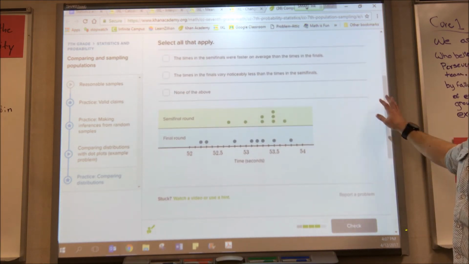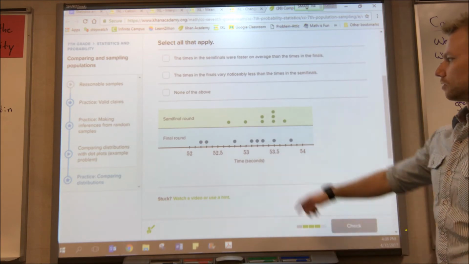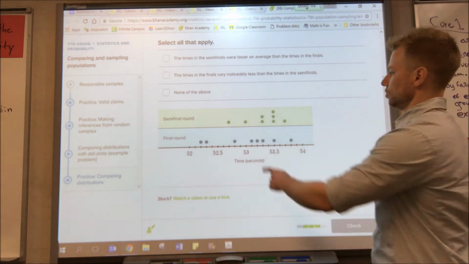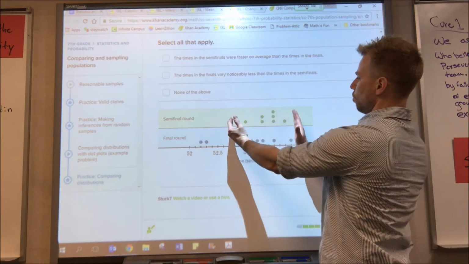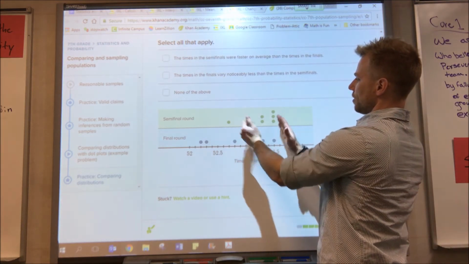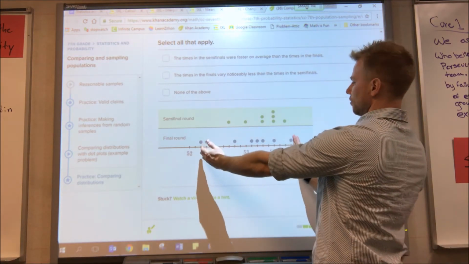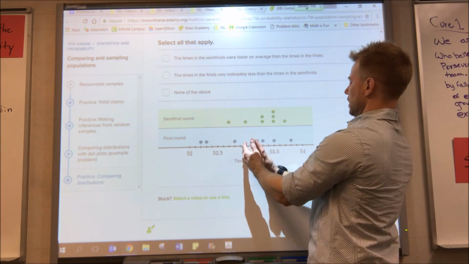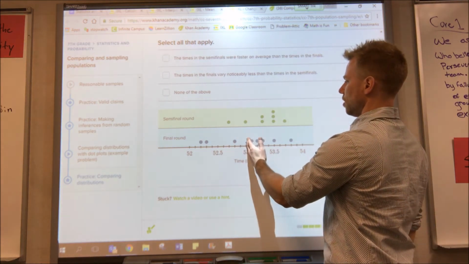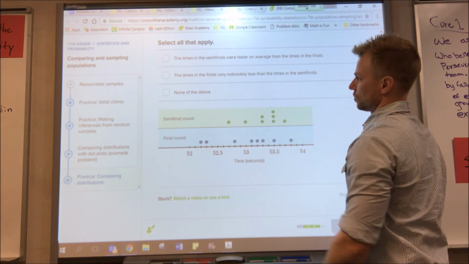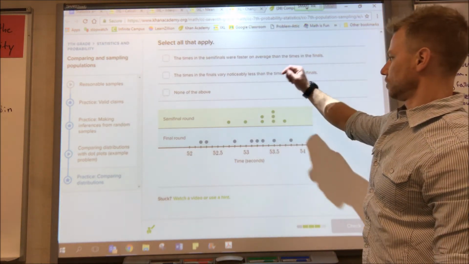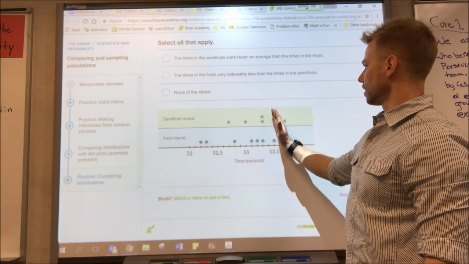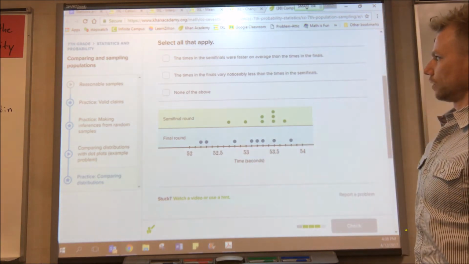Okay, here. The times in the semifinals, which is green, were faster on average than the times in the finals, which is in blue. So the green has more dots closer together and higher. The final round has more spread out, greater range, and if you find the average, it would be a little bit lower than the average of the semifinals. So I would say the finals have a faster average, the semifinals have a slower average.